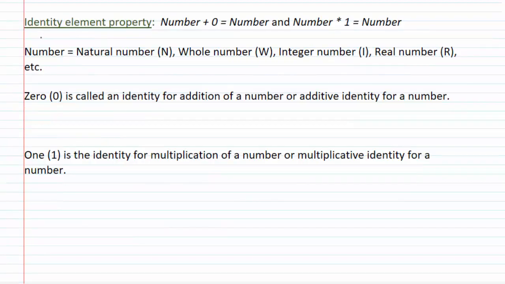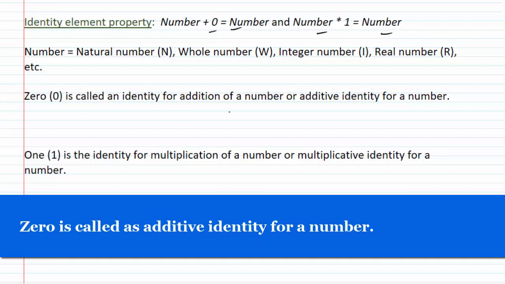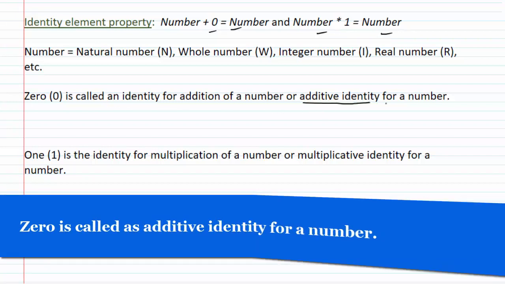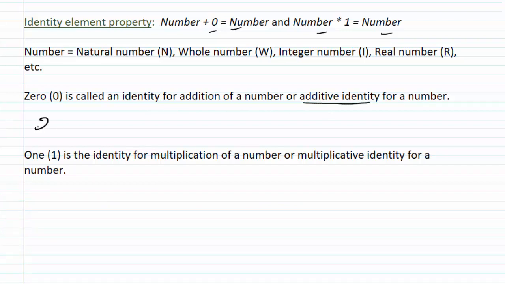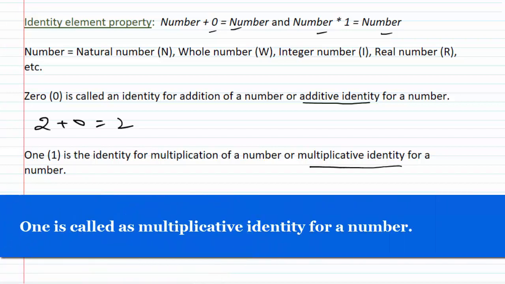Let's see the next property, that is identity property. As per the identity property, if you are given a number, it can be any number, whole number, natural number, integer or real number, and you add 0 to it, then the result will be the number itself always. Similarly, if you multiply the number by 1, the result will be the number itself. So 0 is called an identity for addition of a number or additive identity for a number. Similarly, 1 is the identity for multiplication of a number or multiplicative identity for a number, because you always get the same number.